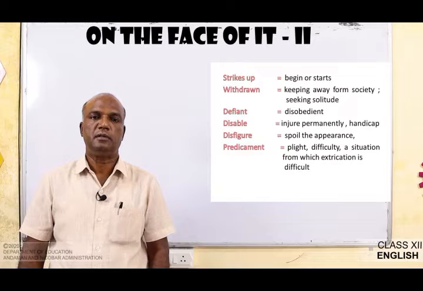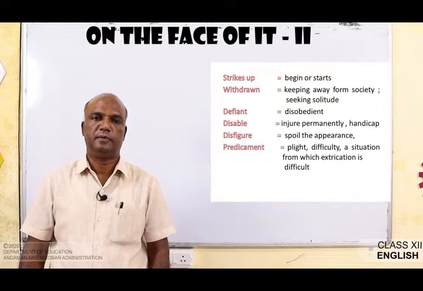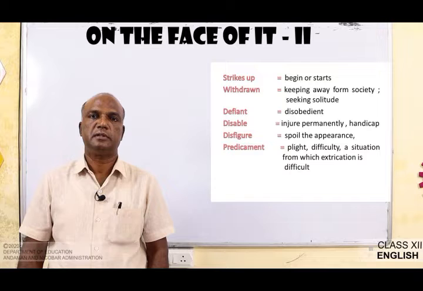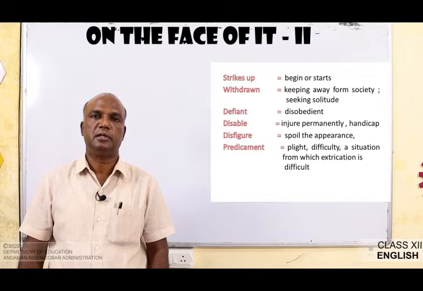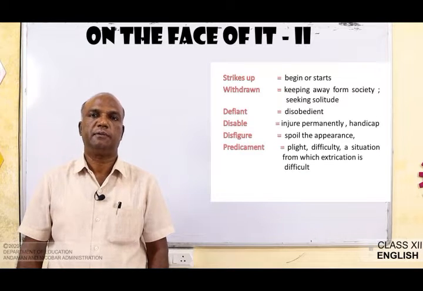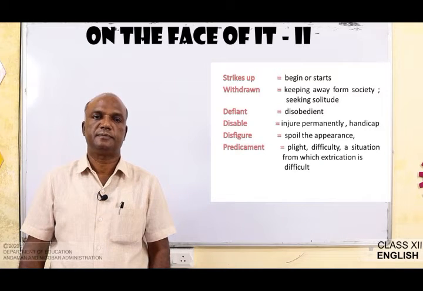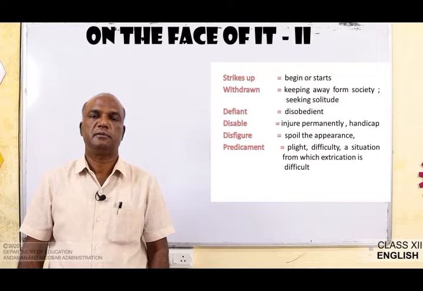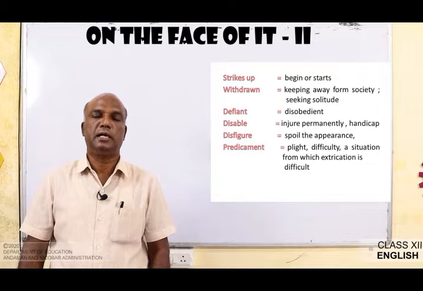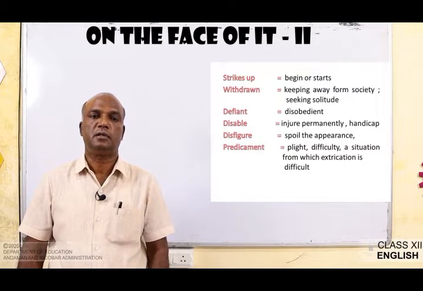Disable, injure permanently. Both the persons or both the characters in the story have a disability in their body. One has got a thin leg and another is having a burnt face. Disfigure, spoil the appearance. The normal face is spoiled, particularly in that story, the face of that boy.